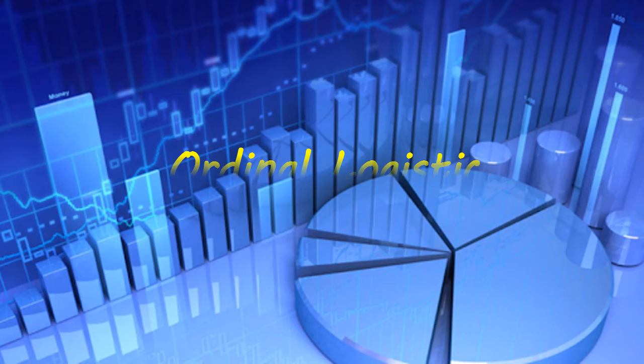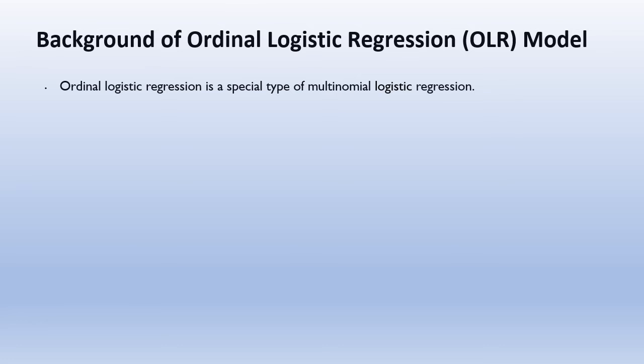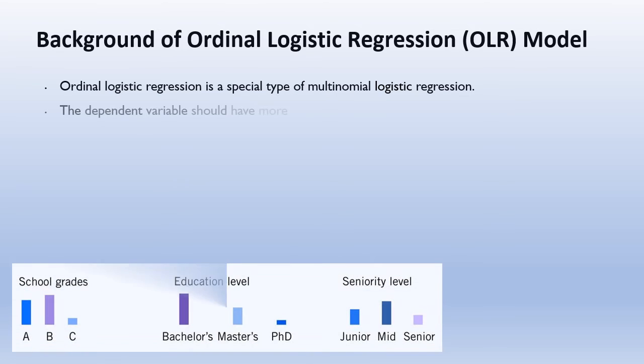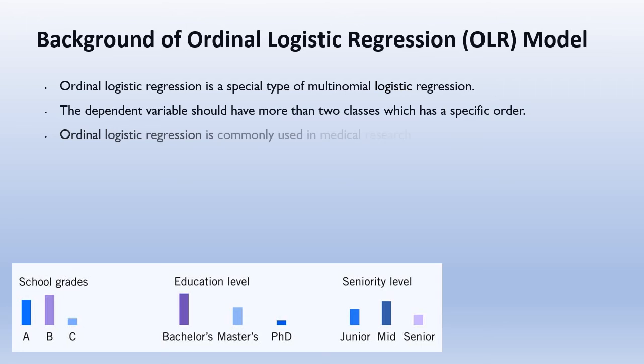Ordinal Logistic Regression Model. Let's talk about the background of the Ordinal Logistic Regression Model. Ordinal logistic regression is a special type of multinomial logistic regression. The dependent variable of an ordinal logistic regression model should have more than two classes, which have a specific order. Ordinal logistic regression is commonly used in medical research.